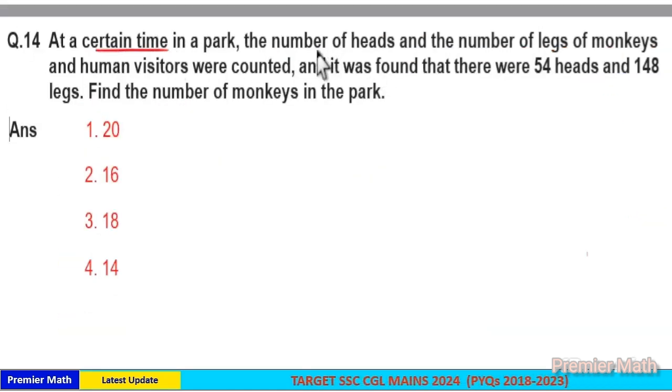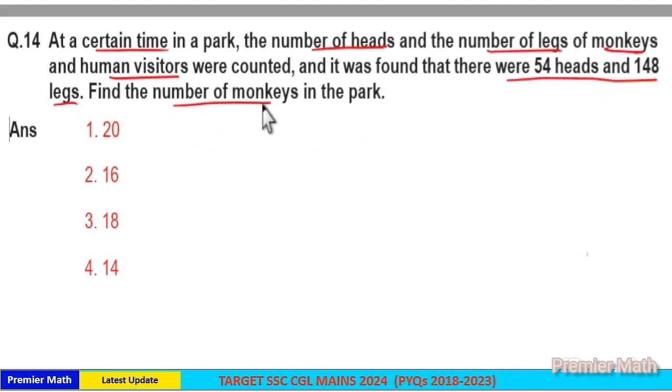At certain time in a park, the number of heads and number of legs of monkeys and human visitors were counted. It was found that there were 54 heads and 148 legs. Find the number of monkeys in the park. 54 heads and 148 legs means not in 1:2 ratio. Here the number of legs of a monkey is taken as 4 legs. Usually monkeys walk with 2 legs and 2 arms, so take it as 4 legs.